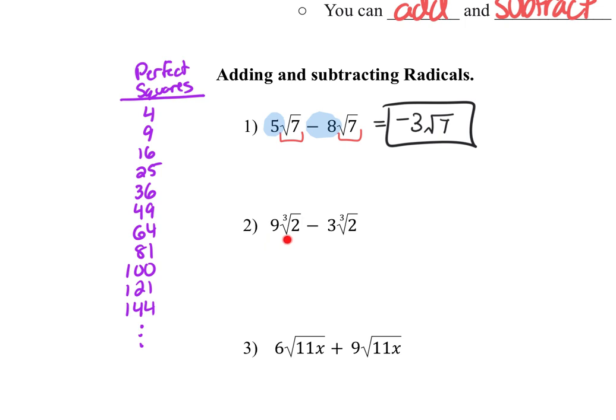Next one, we have 9 cube root. See that little index of a 3? Cube root of 2 minus 3 cube root of 2. The cube root of 2 and the cube root of 2 are the same. It has to be the same when we are adding or subtracting. And so because it's the same, we're going to keep that part the same, cube root 2. And the number in front is found by doing 9 minus 3, which gives us 6. Again, I'll check to see if I can simplify this. We wouldn't use perfect squares because this is a cube root, but we are not learning cube roots right now, so it is fully simplified.